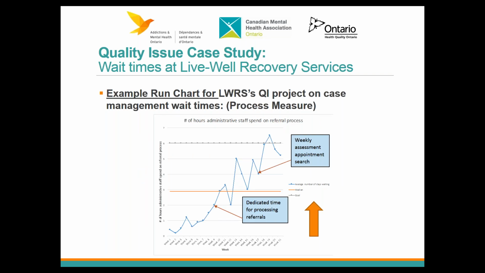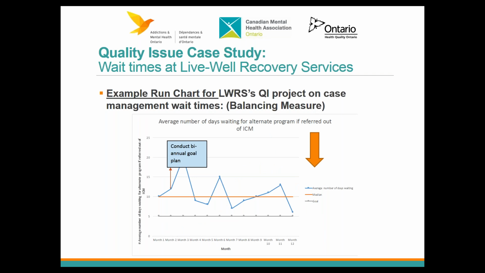We can also combine that with measures and run charts, like our process measure. So here you see that they were measuring the number of hours that administrative staff spend on referral processes, and they were measuring that on a weekly basis. And it looks like over time that this has definitely been increasing. So you can compare the process measure and the outcome measure to see why those changes may be happening.